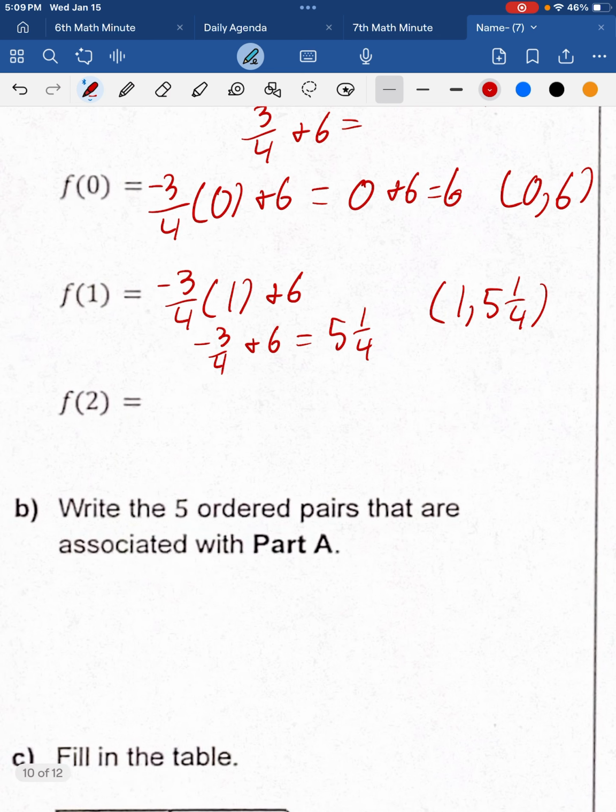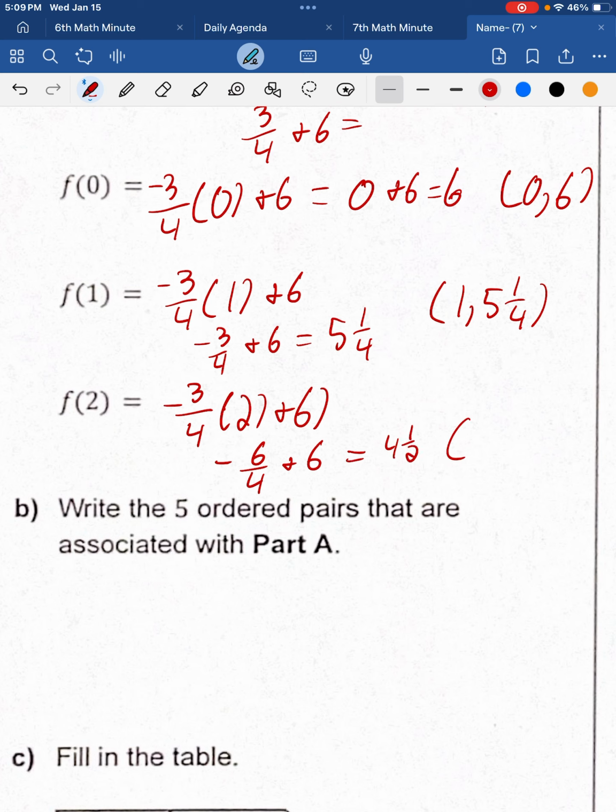Next we have f of 2, -3/4 times 2 plus 6. And that's going to be 6/4 again, but -6/4 plus 6. So that's -1 1/2. So that's going to give me 4 1/2. So this ordered pair is going to be, my input is 2 and my output is 4 1/2.